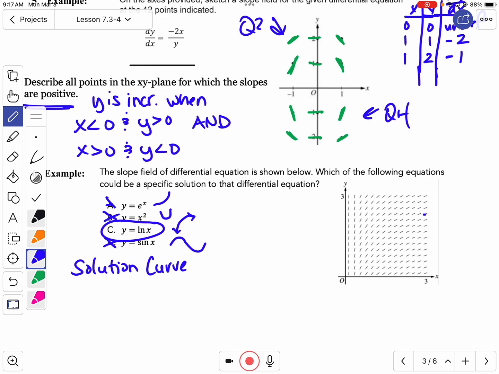If I followed these slopes, it would come right around through there. So we have an exponential function, I mean, a logarithmic function. So that's what it's asking you to do.